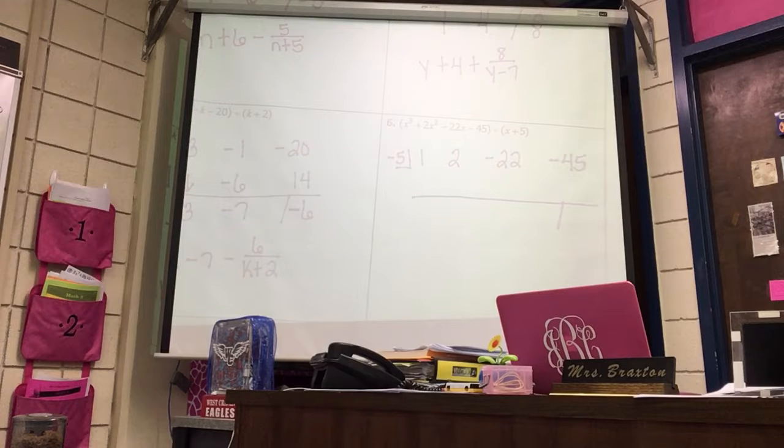All right, is everybody good on the setup? Bring your first term straight down. -5 times 1 is -5. What do you get when you add? -3. -5 times -3 is positive 15. And I add. -5 times -7 is, and I add.